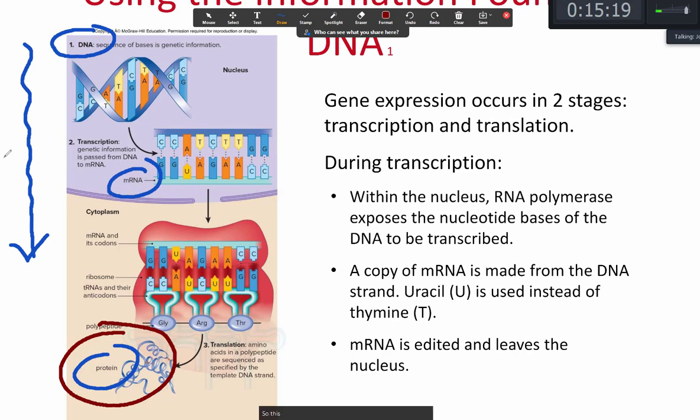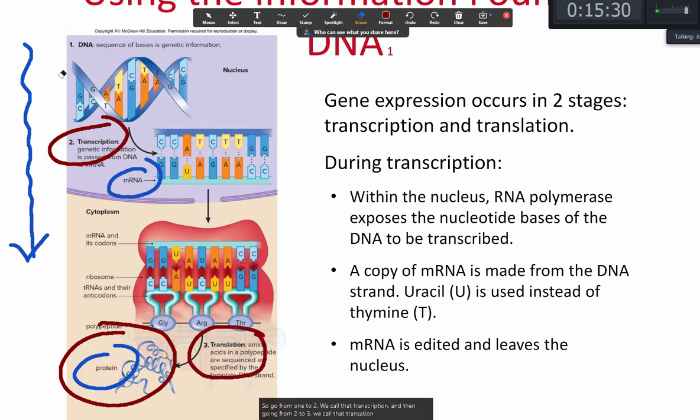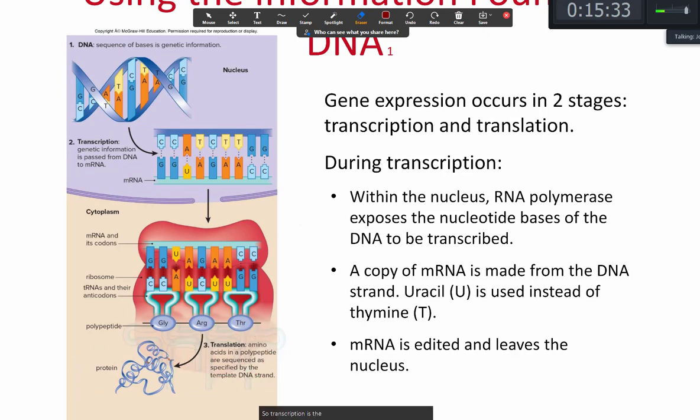So this first step, going from step number 1 to step number 2, we call that transcription, and then going from 2 to 3, we call that translation. All right, so transcription is the copying of DNA to RNA, and then the copying of RNA to protein is called translation. So just make sure you don't get confused with those two words. They both start with a T, and they both have TION as the suffix. So just keep in mind that these are 2 processes. One is from DNA to RNA, and the other is RNA to protein.